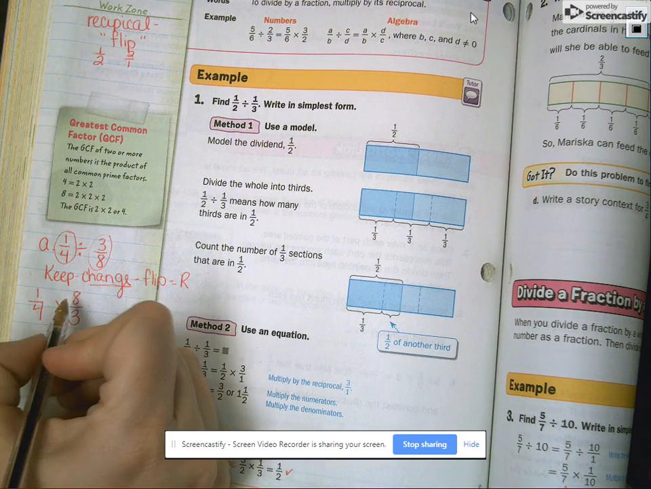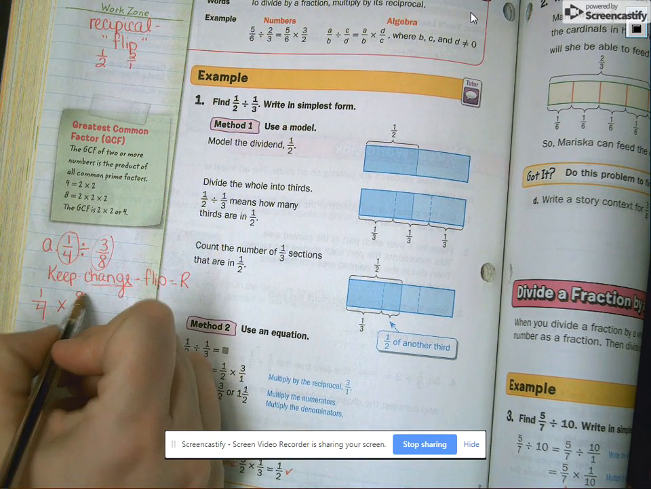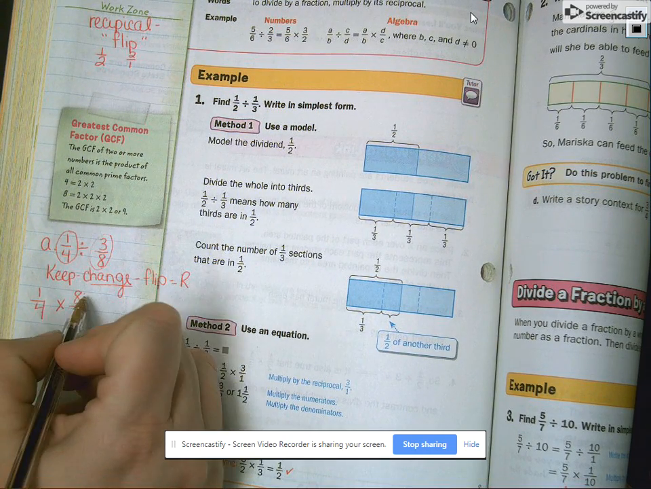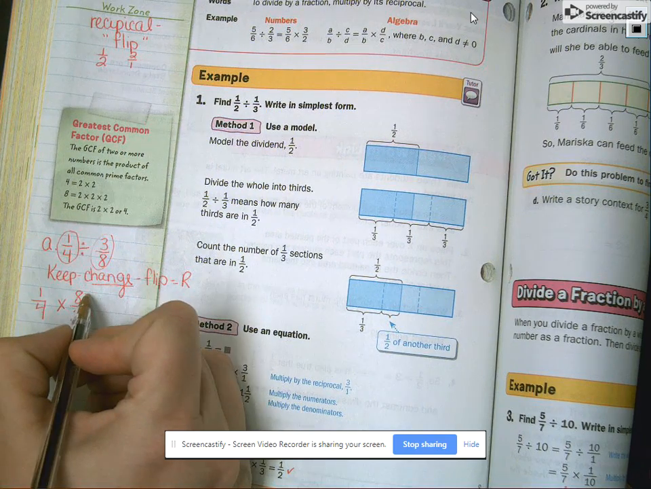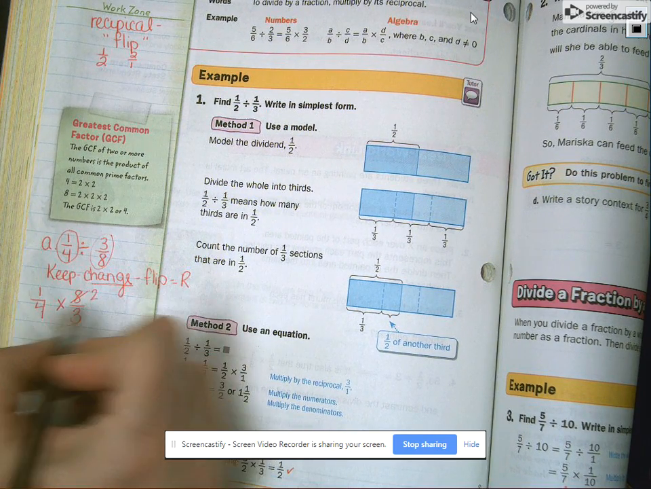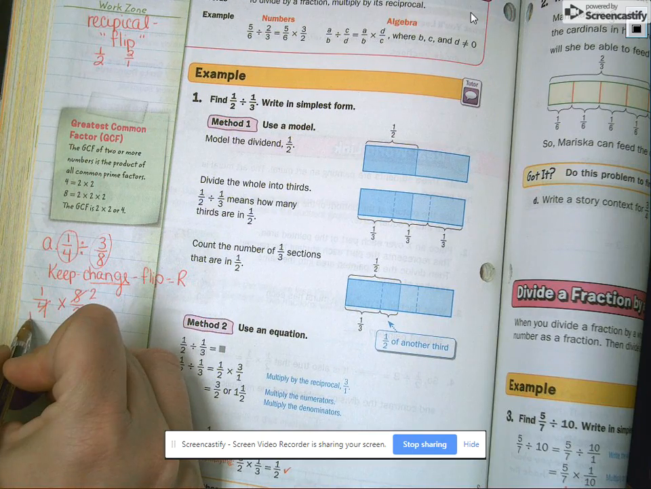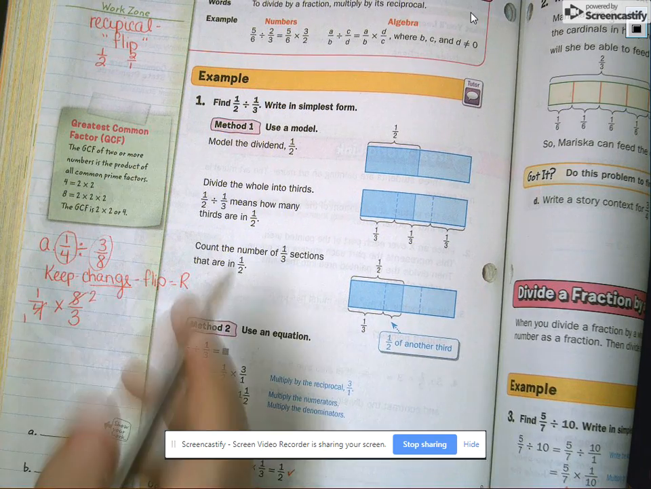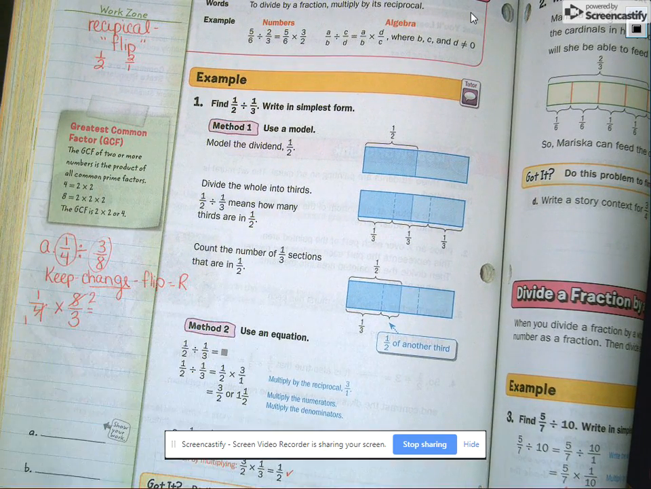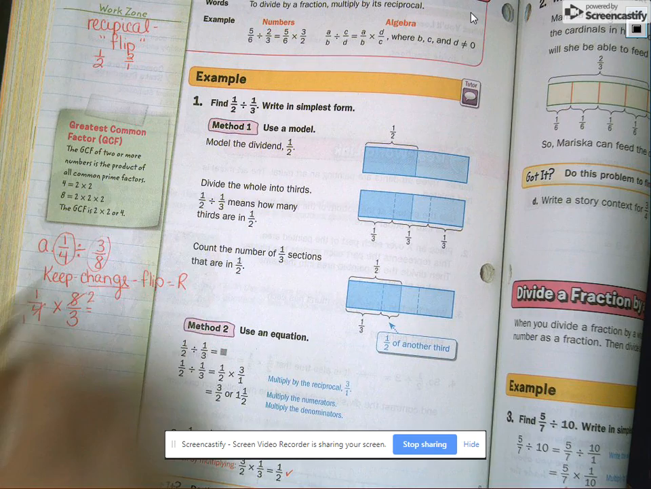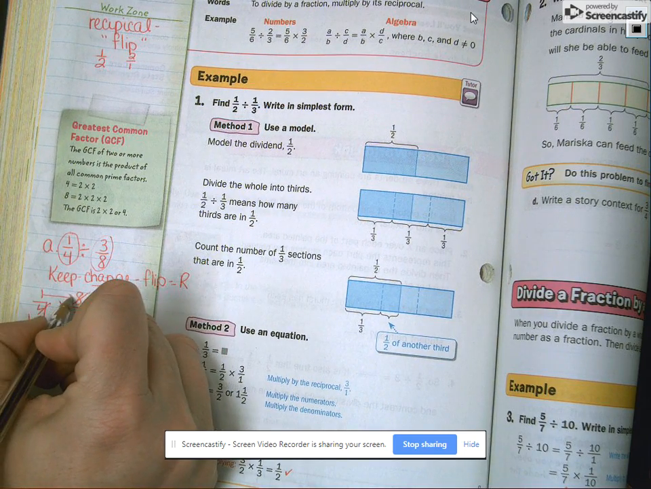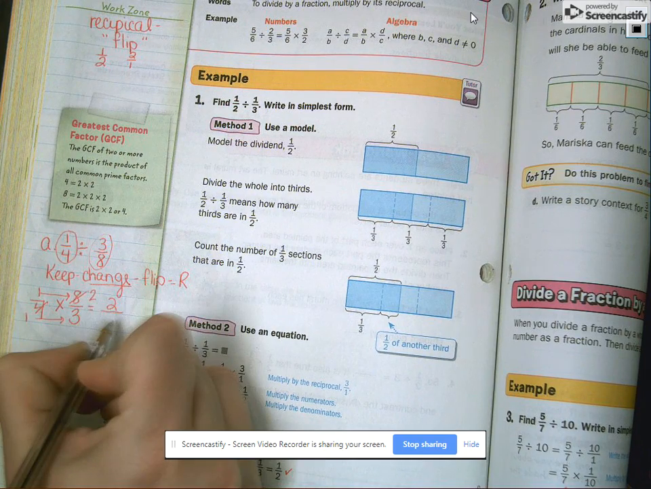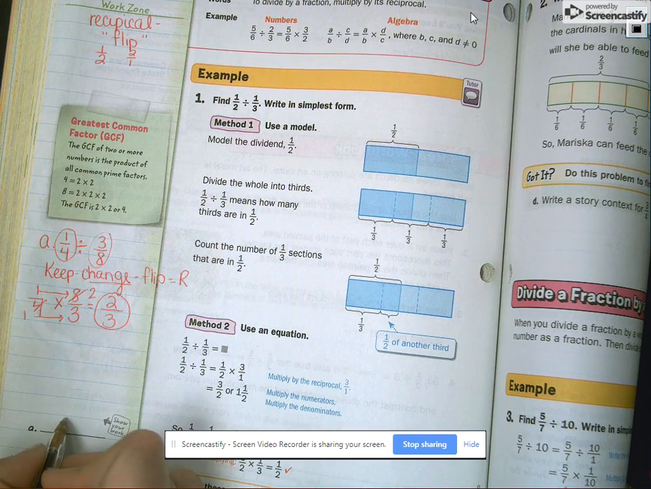I'm going to do my cross division. 8 and 4 have the greatest common factor of 4. So when I divide 4 into 8, I get 2. And 4 divided by 4 is 1. Obviously, 1 and 3 cannot be divided, there is no greatest common factor other than 1. So now I just multiply straight across. 1 times 2 is 2. 1 times 3 is 3. And so your answer would be 2/3.